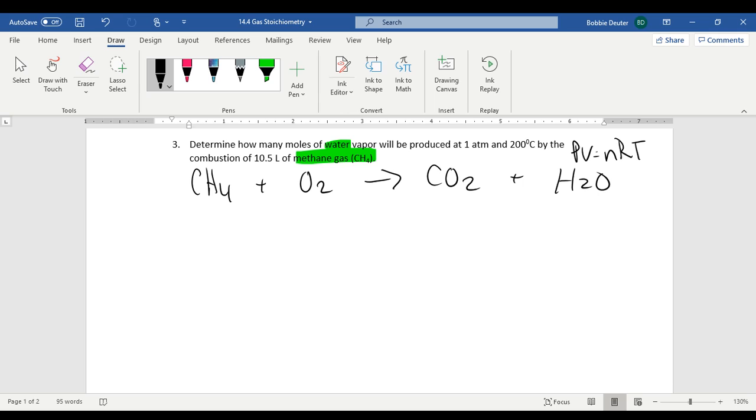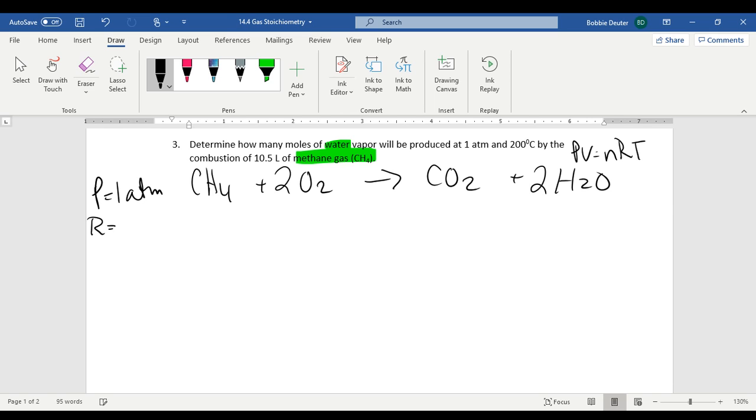And this time we should know we got to fix this. So this puts a 2 here, add up our oxygen, and now we have a 2. So now our chemical equation is balanced. This one gave us a lot of information. It told us our pressure is 1 atm. Well, that's standard, so that's nice.